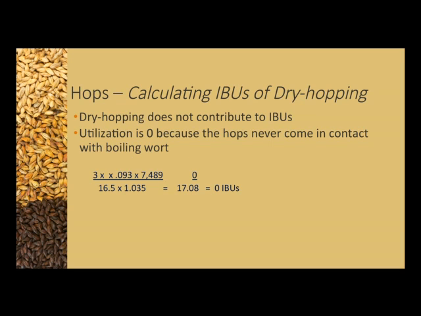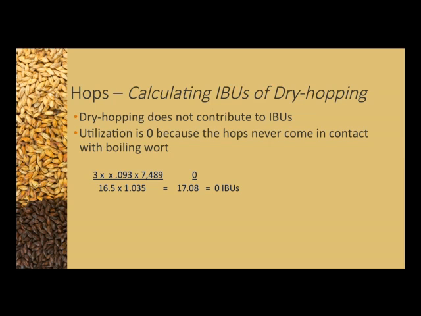Notice that there are 2 other hop additions that do not contribute to the IBUs of this recipe. That is because they are dry hop additions. Because they never come in contact with boiling wort, their utilization percent is 0. Which brings us to an important consideration.